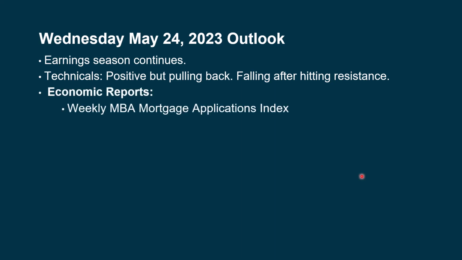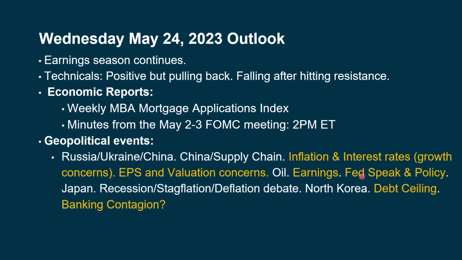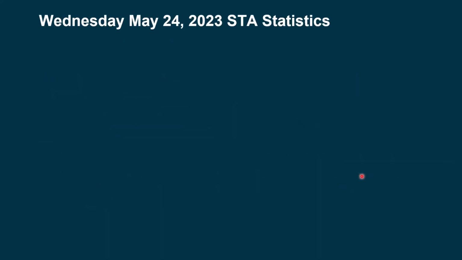We have the weekly MBA mortgage applications index that'll come out, and we'll also be getting the meeting minutes from the FOMC meeting that took place on May 2nd and 3rd. That will come out at 2 p.m. Eastern. And then the whole list of geopolitical events. The debt ceiling is kind of the issue for right now.